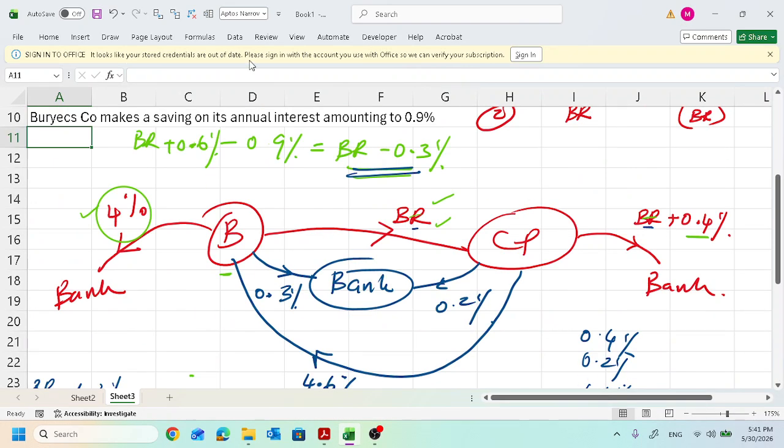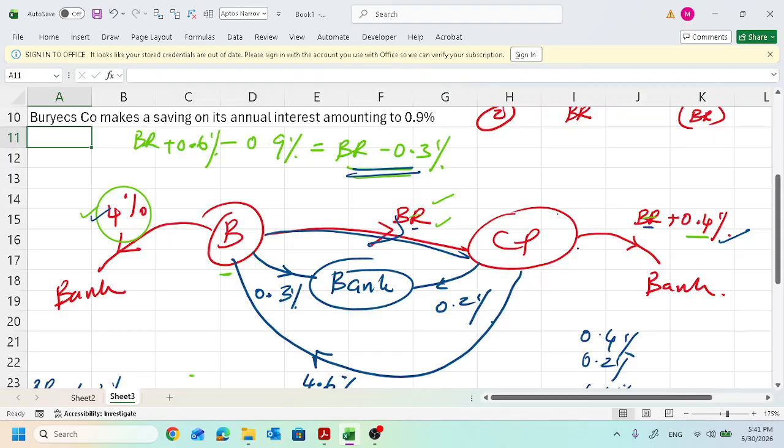Look here. B company pays its bank 4%. Counterparty pays its bank BR plus 0.4%. First step, release this counterparty from bank rate. So B company gives bank rate to counterparty. Then one of these parties calculates the numbers.